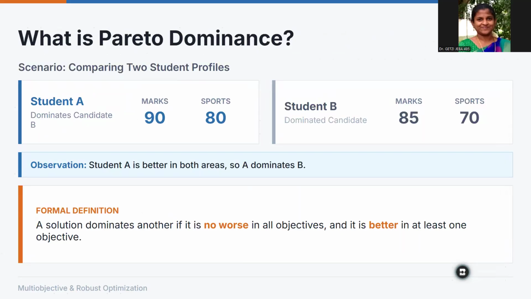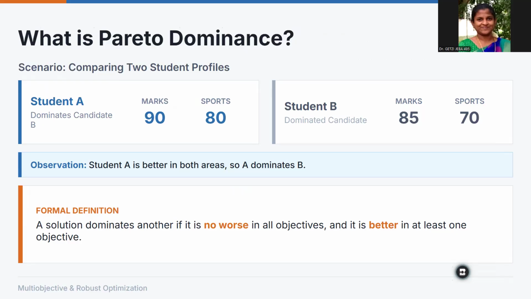So there is a concept called Pareto dominance. Okay, suppose student A has marks of 90 in academics and 80 in sports. Student B has marks of 85 and sports 70. So now student A dominates student B in all aspects. So we say that student A is the dominating candidate and student B is the dominated candidate.